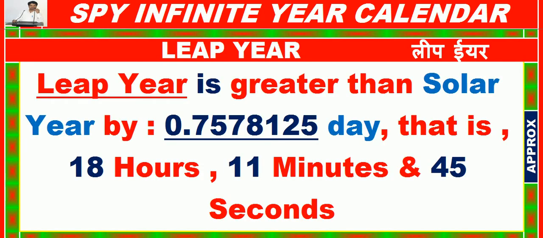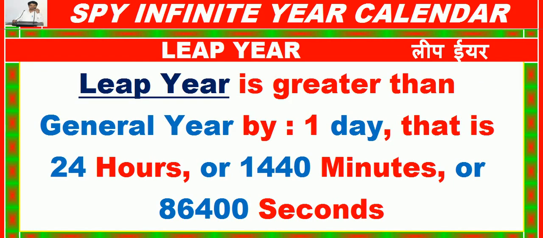Leap year is greater than solar year by 0.7578125 day. That is 18 hours, 11 minutes and 45 seconds. Leap year is greater than general year by 1 day. That is 24 hours, or 1440 minutes, or 86,400 seconds.